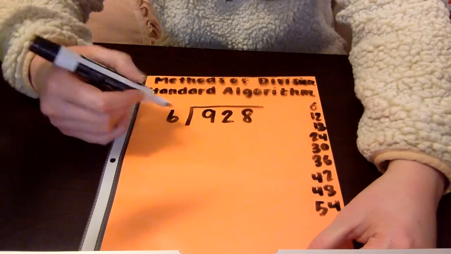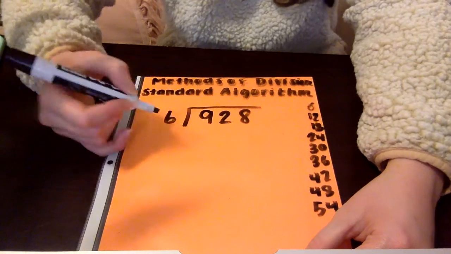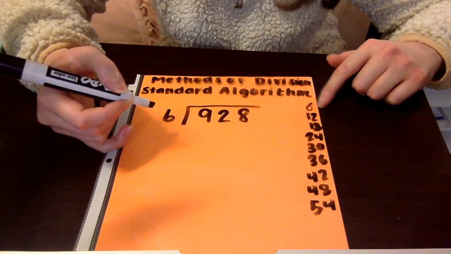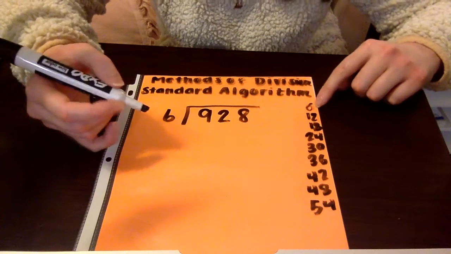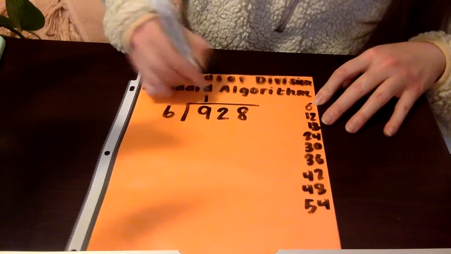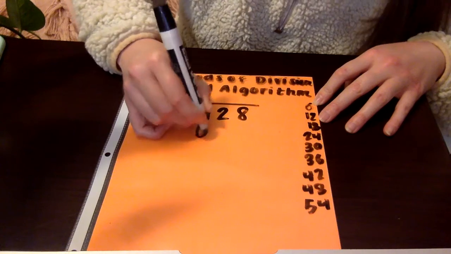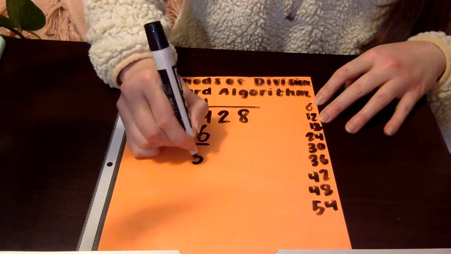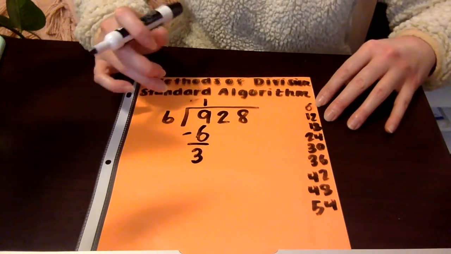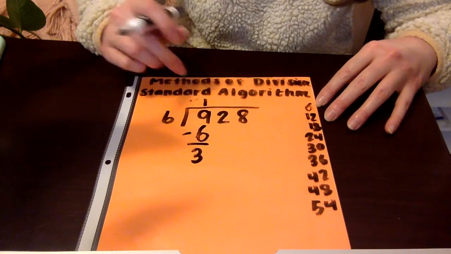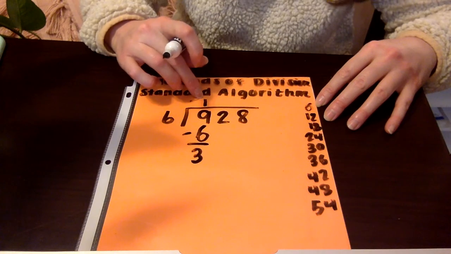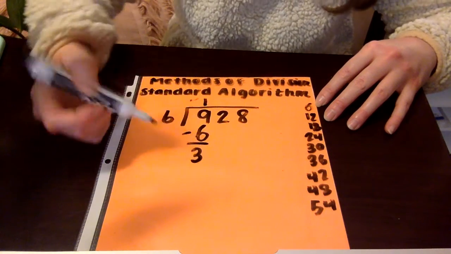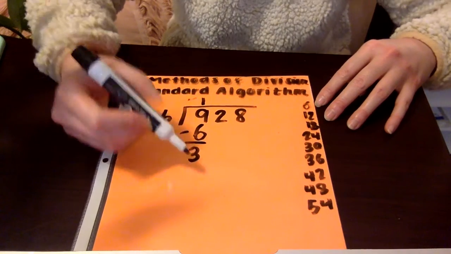So first step is how many times will 6 go into 9? 6 will only go into 9 one time because 6 times 1 is 6. 6 times 2 is 12, and that's already too large. So 6 will go in one time. 1 times 6 is going to give us 6, and we'll write that out below. And then we're going to subtract, and that will leave us with 3. So we just divided. 6 will go into 9 one time. We multiply. 1 times 6 is 6, which we've written down here. We've subtracted. 9 minus 6 is 3.